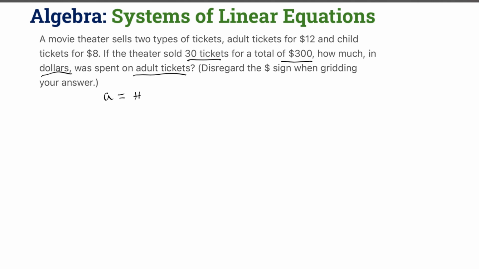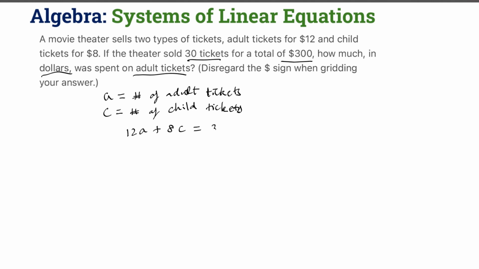Let's call A the total number of adult tickets, and C the total number of child tickets. Okay, so we will get two equations. The first equation deals with the dollar amount, which is just going to be 12 times A plus 8 times C is going to be equal to 300. And the total number of tickets is 30, so we'll get A plus C is going to be equal to 30.